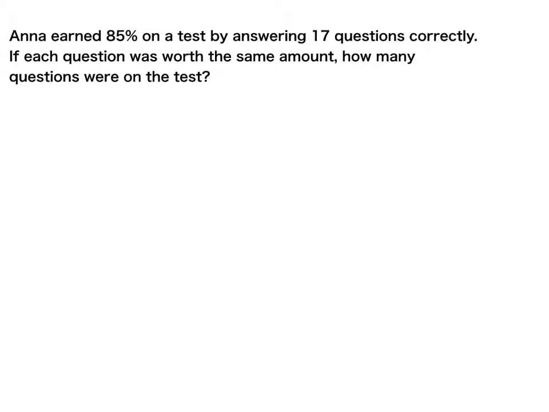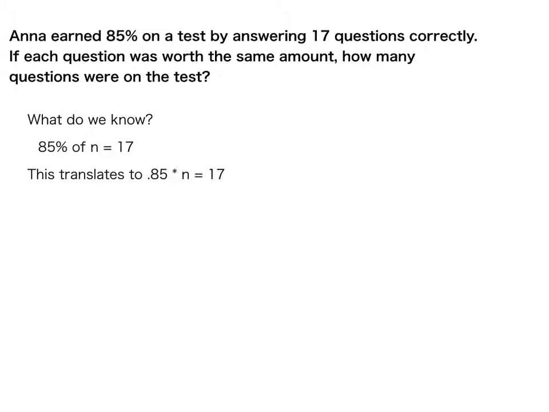Another example. Anna earned 85% on a test by answering 17 questions correctly. If each question was worth the same amount, how many questions were on the test? Again, what do we know? 85% of n, of what number, equals 17. Translated to an equation form, of translates to multiplication. So 0.85 times n equals 17, evaluating to n equals 17 divided by 0.85, which equals 20 questions.